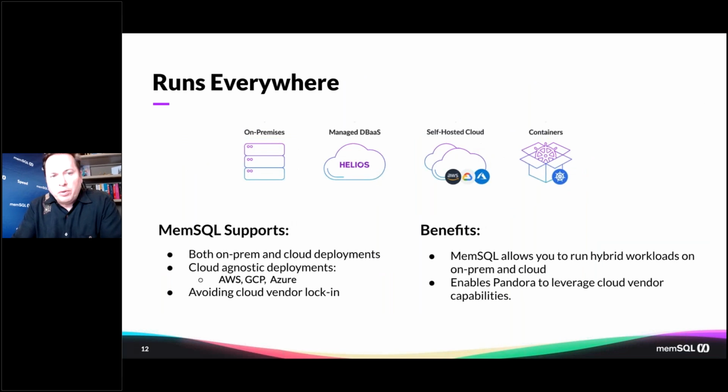MemSQL runs everywhere. We provide this on AWS and GCP and Azure through a cloud database we call Helios. You can spin up clusters very quickly. I'll point you to that in a moment. But also you can, through the Red Hat Marketplace, for instance, get MemSQL through Red Hat OpenShift. We provide a Kubernetes operator that allows you to operate in those environments.